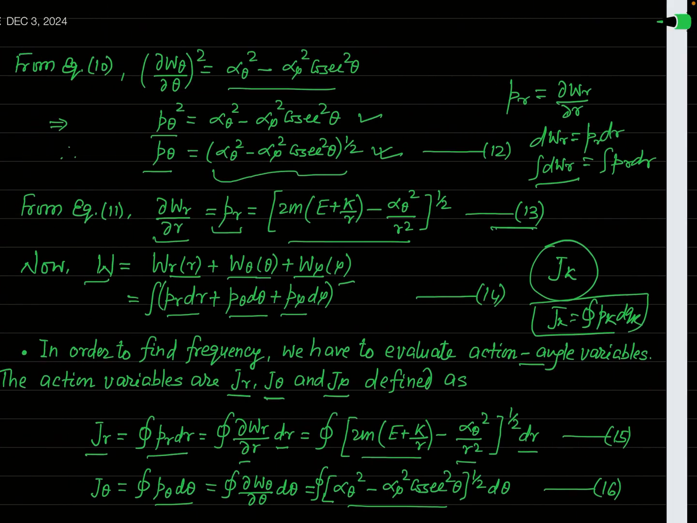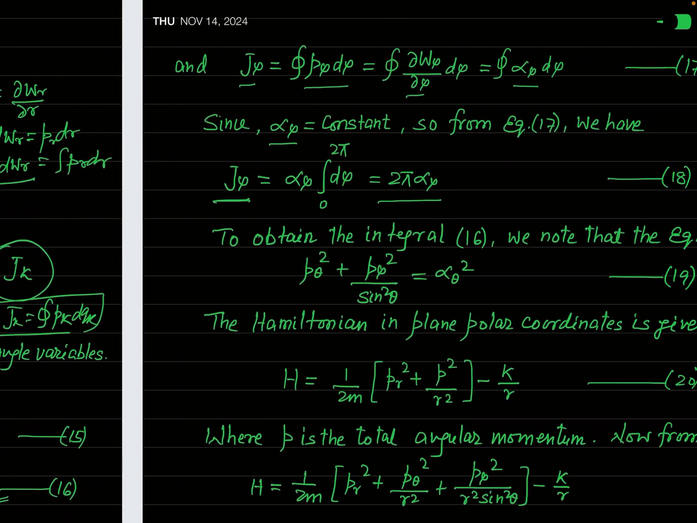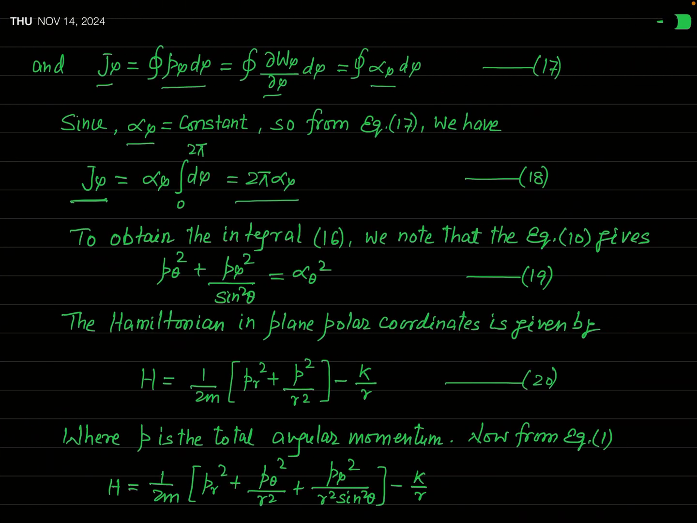But for that, if your aim is to obtain the value of J theta, you must evaluate the integral defined in equation 16. And for evaluating the integral in equation 16, you should note here that p theta square plus p phi square over sine square theta is equal to alpha theta square. Okay. This is equal to alpha theta square.